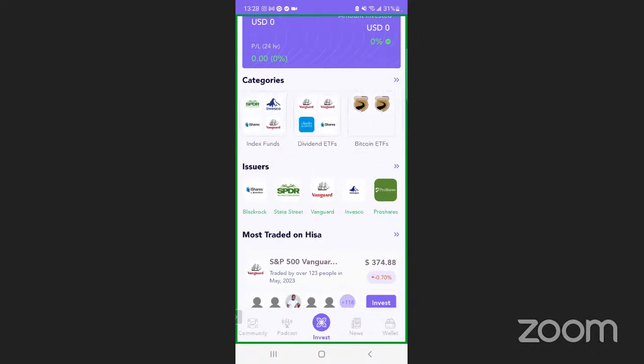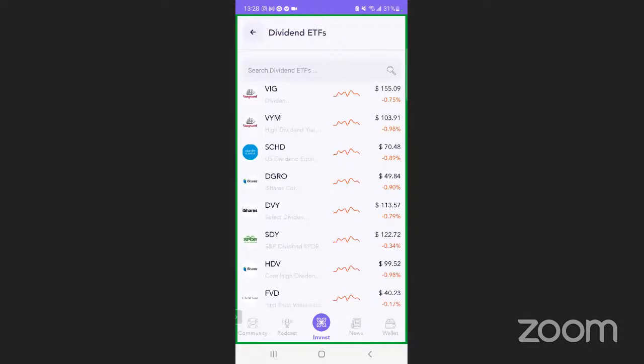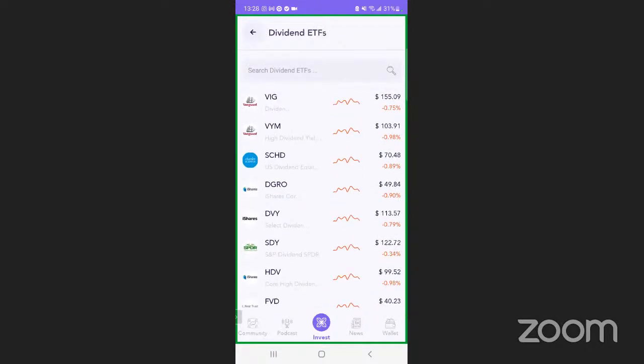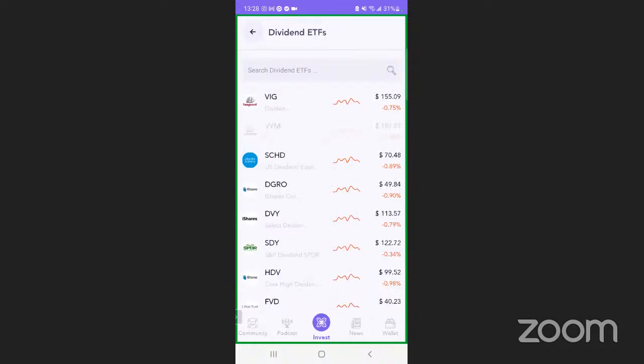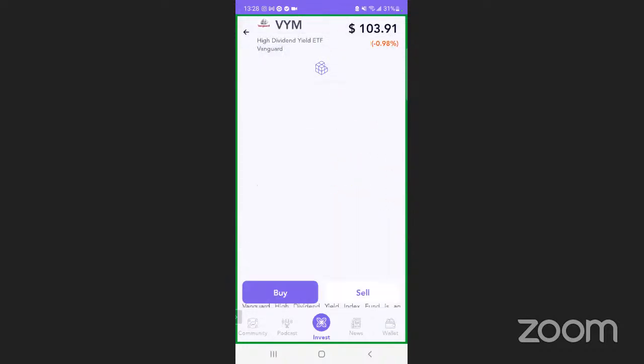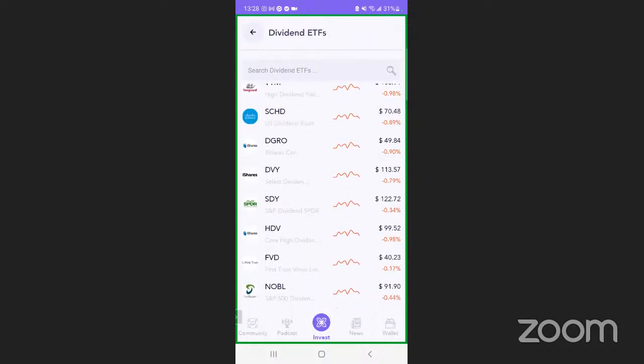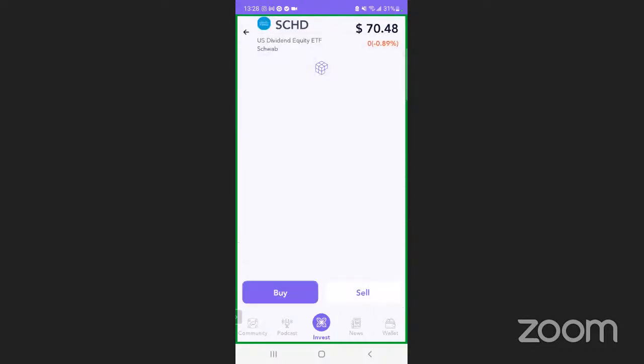On the other hand, the guys who ask, do ETFs pay dividends? Yes, they pay dividends. Just click on the dividend ETF, and you'll be able to see some of the dividend ETFs that are available. Click on the VIG, that's the Vanguard Dividend Appreciation ETF. Then we have the VYM, the high dividend yield ETF offered by Vanguard. You can also click on this SCHD. I really love this ETF personally. The US Dividend Equity ETF, SCHD.